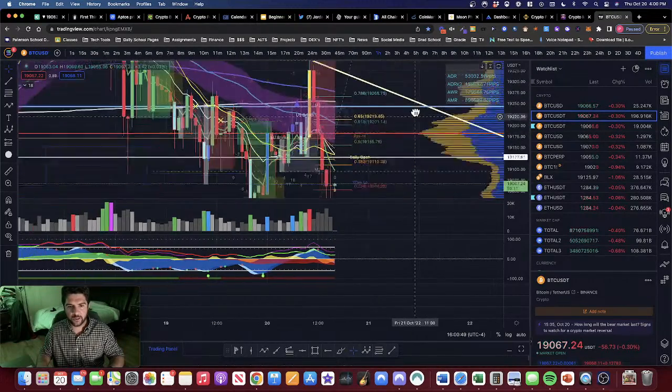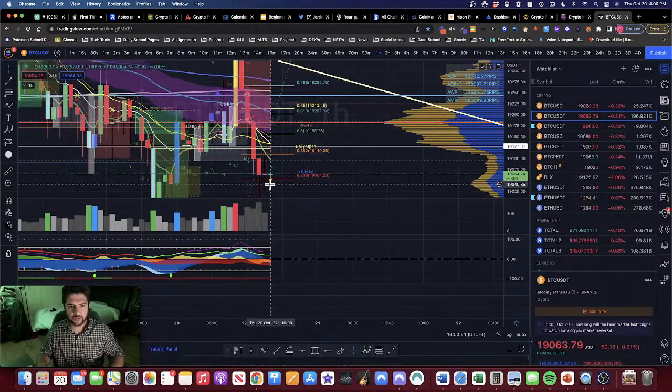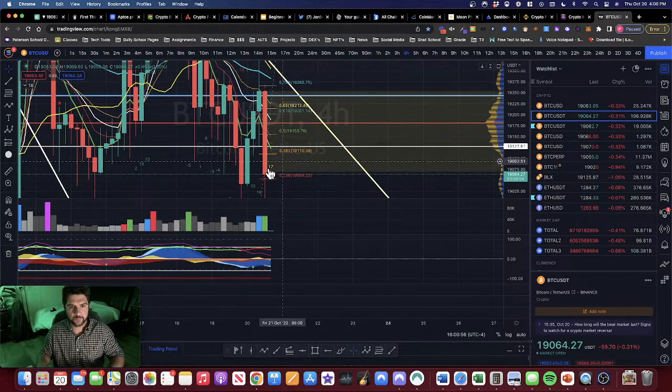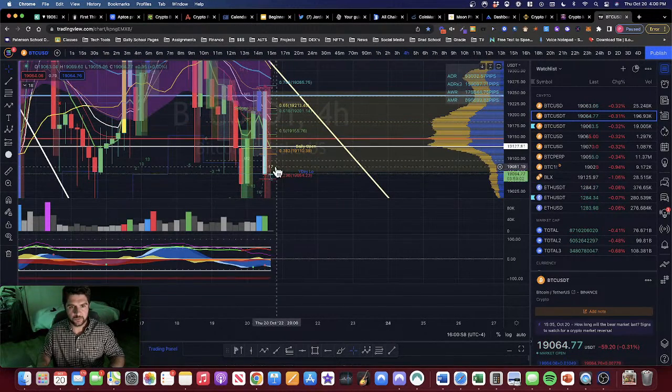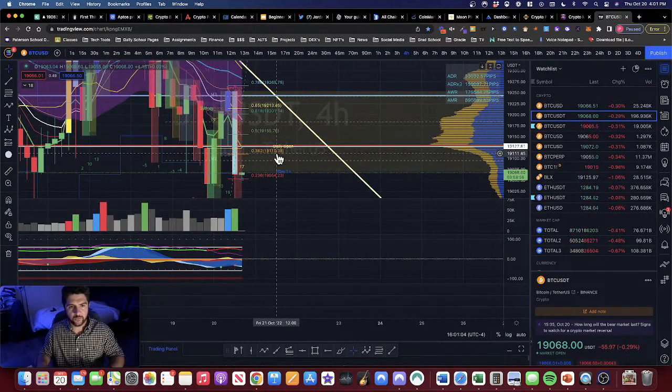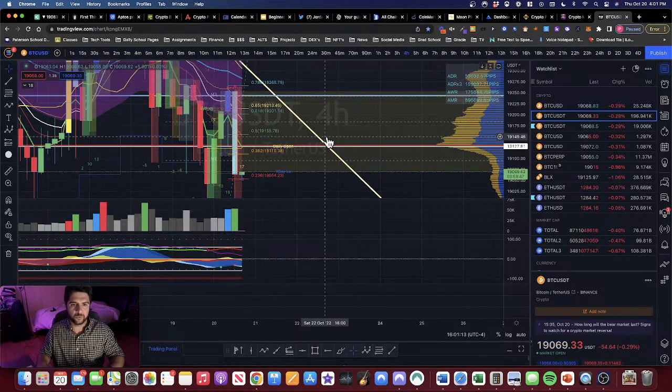Here, you got a 4-hour candle. Another 4-hour candle close. Let's see what happens. This is a lot of retail. That means, to me, that retail is short. Now, we get a 4-hour close above 19,100. I think that we're coming back up to the golden pocket.